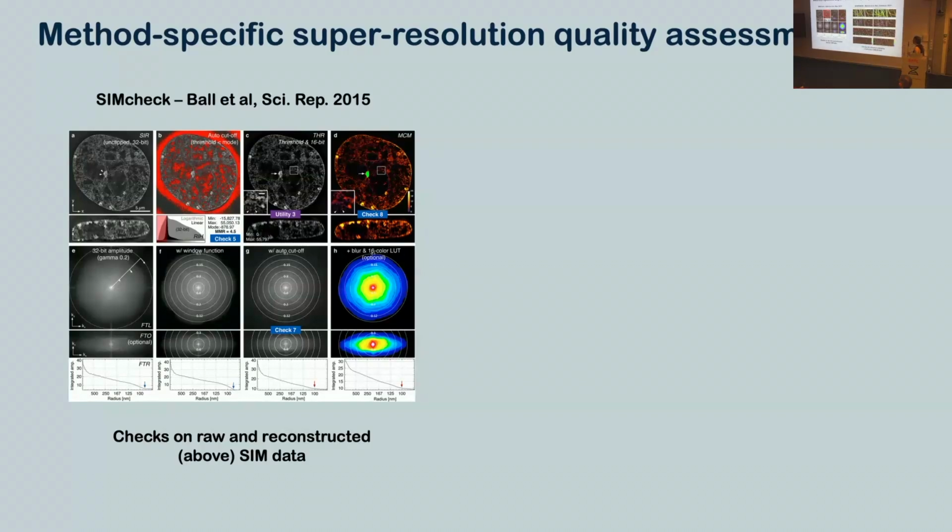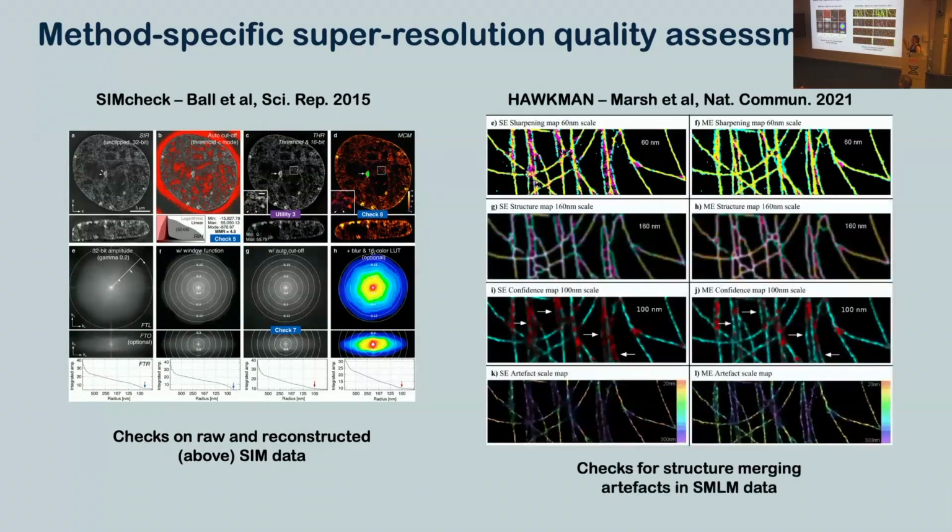For single molecule localization microscopy, there's a lovely technique called Hawkman from Susan Cox's group. And this looks out for that artificial sharpening artifact. So this will tell you at what resolution you can trust your data. So this tells you when your data's done that thing of you've got two objects, but the algorithm has smushed them together to make one.